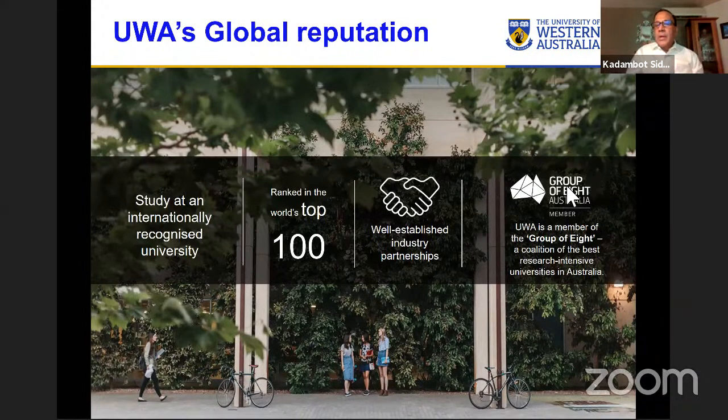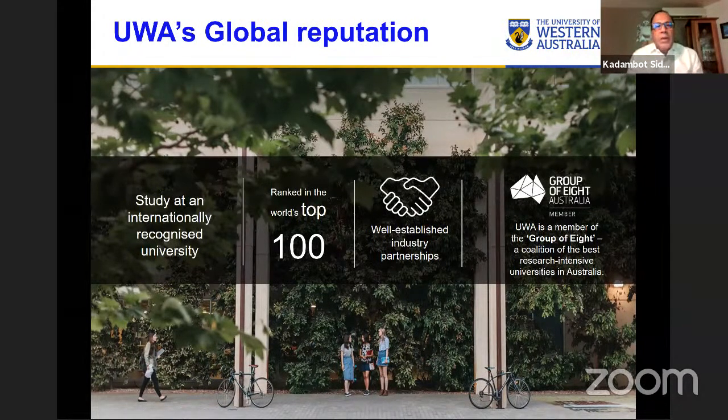We are part of the Group of Eight universities. There are 40 universities in Australia, and the Group of Eight is the leading group, where about 70% of the research is done, and they are the oldest universities in Australia.